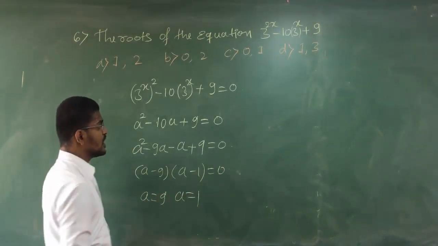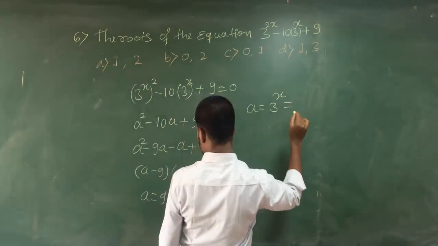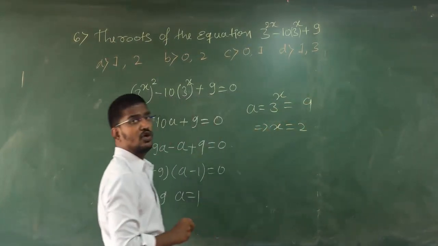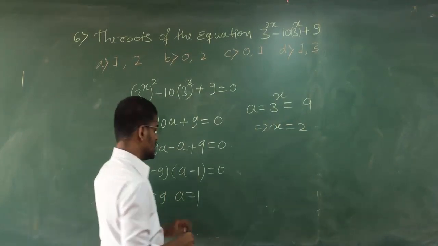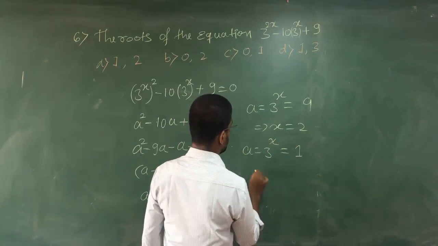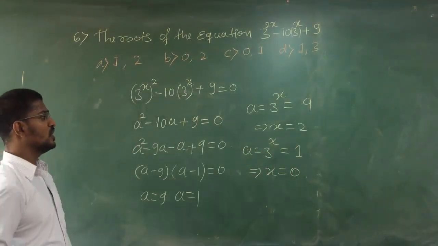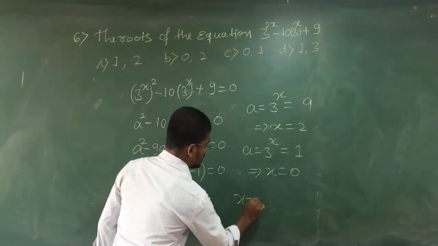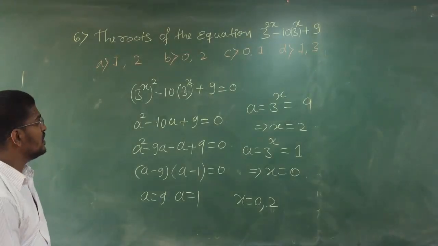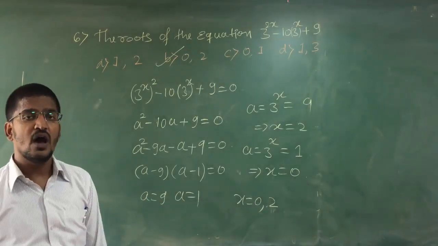If a equal to 9, a is 3 raised to x, that is equal to 9, which implies x equal to 2. In the same way, a equal to 1, that is 3 to the power of x equal to 1. This implies x equal to 0. So you are having the solutions x equal to 0 comma 2. Therefore option B will be your answer.